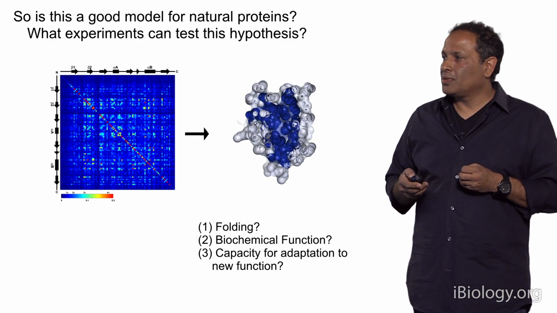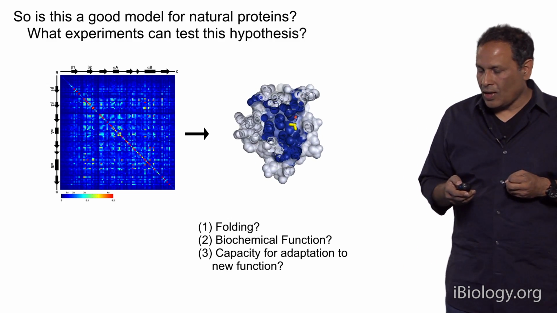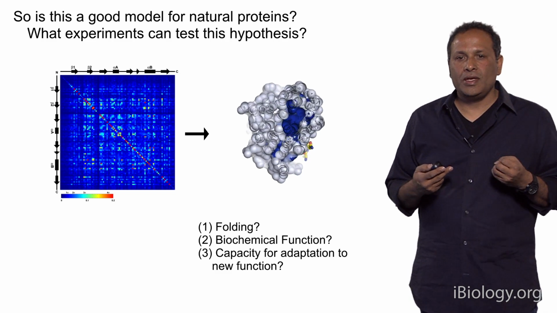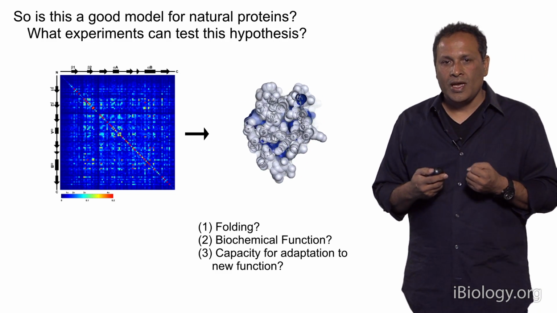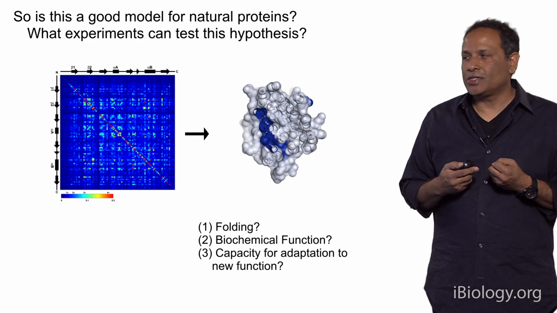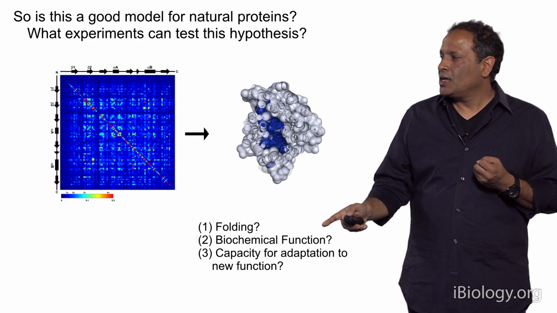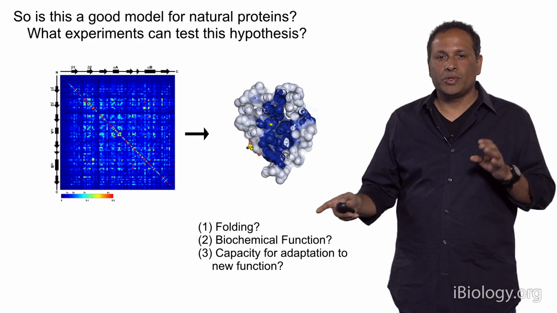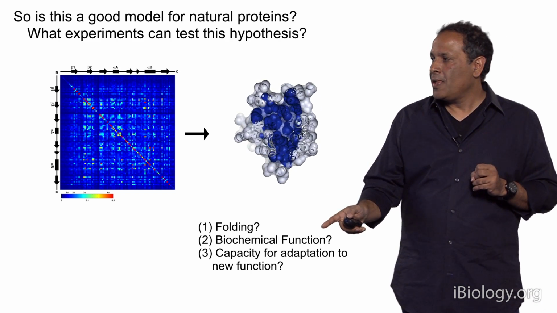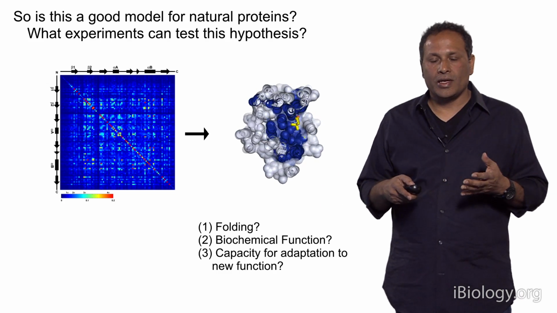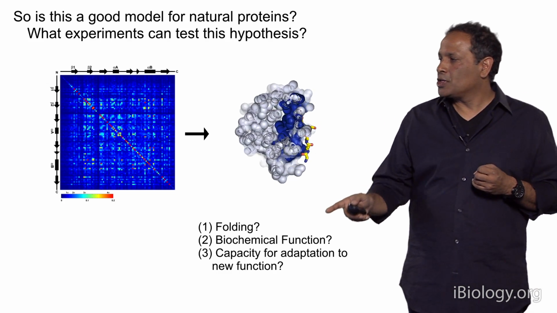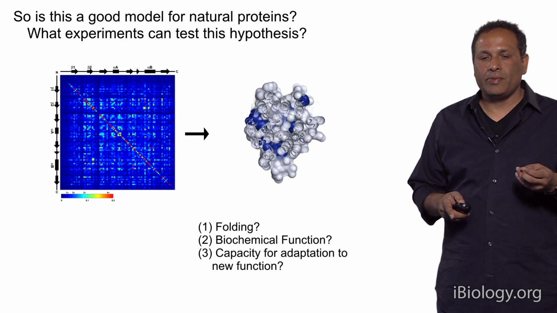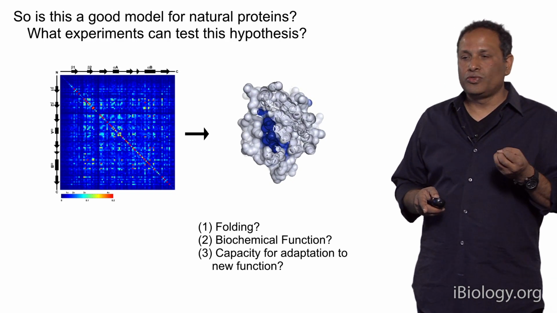And so the question that, of course, all this begs is: is this really a good model for natural proteins? And what does it mean to say that it's a good model for natural proteins? As I pointed out at the beginning of these lectures, natural proteins display the following properties. They display the ability to fold up into a precise and ordered three-dimensional structure. They display the capacity to carry out biochemical activities. And they display the capacity to be adaptive, to be able to accept mutations that produce new functions.